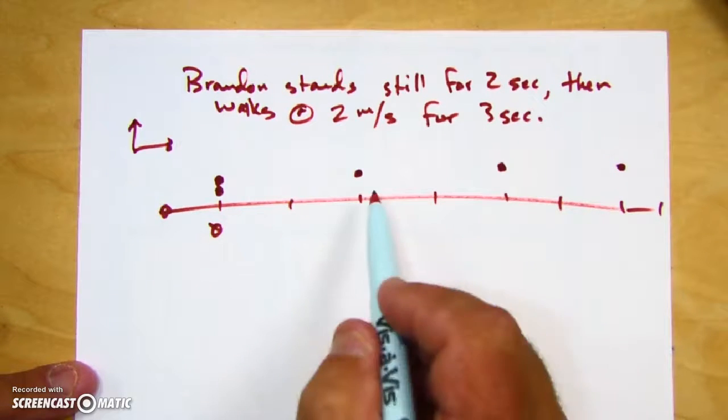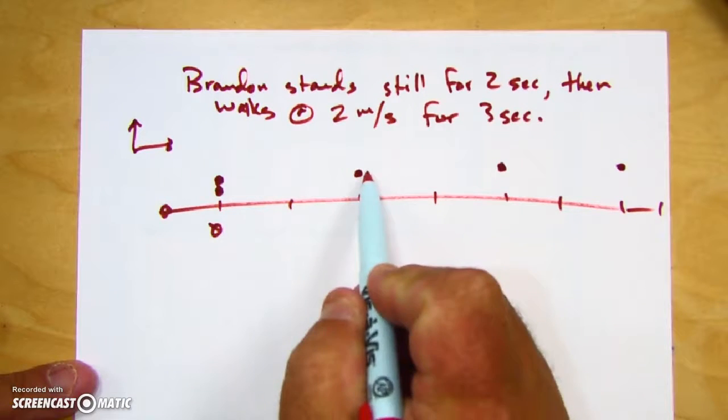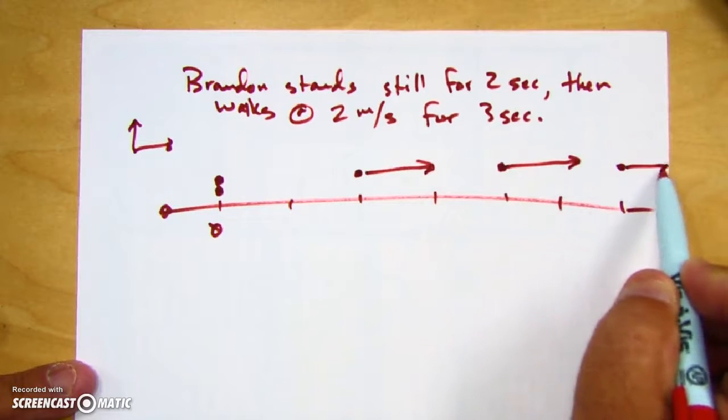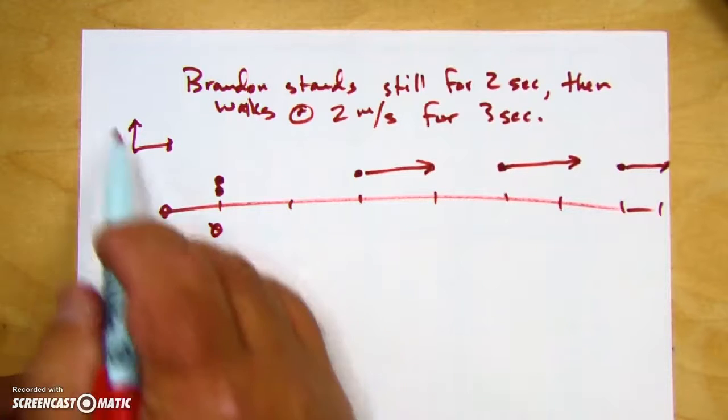So now what I want to do is put an arrow on here. Well, he's not moving here and he's not moving here, so those don't get arrows. In this case, he's moving that way. In that case, he's moving that way, and that one's going to go off the paper. These are all going to be equal length because he's moving at equal speed.